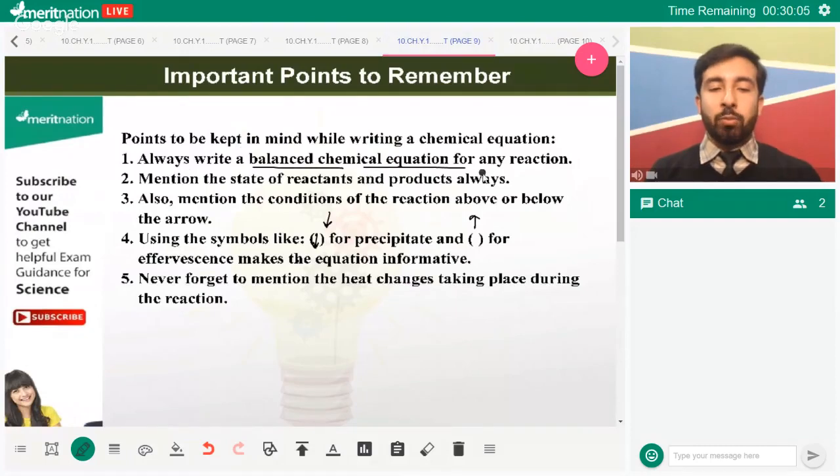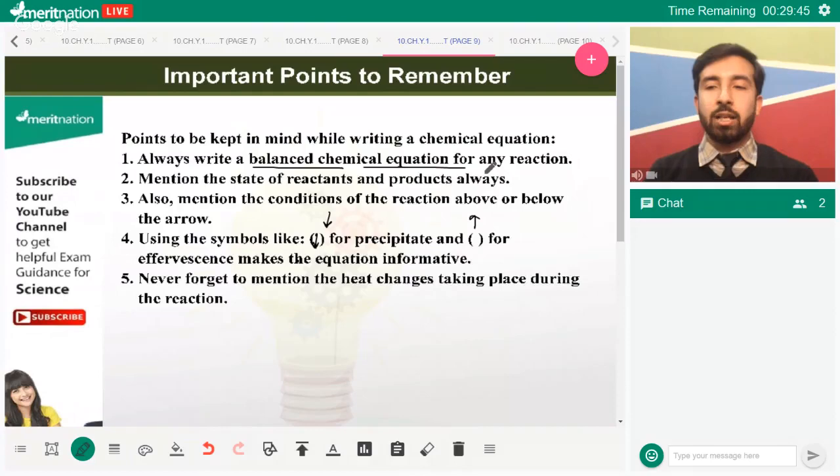So these important points were: don't forget to balance the chemical equation. Always mention the state of the reactants which are participating and the products which are formed in the reaction, whether they are solid, liquid, gas, or aqueous. And the next one is to mention the conditions of the reactions above or below the arrow.